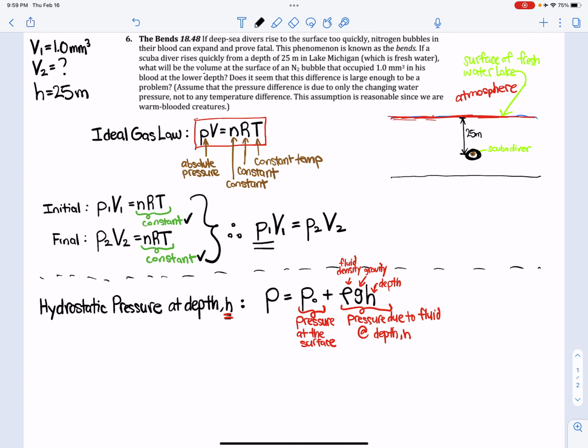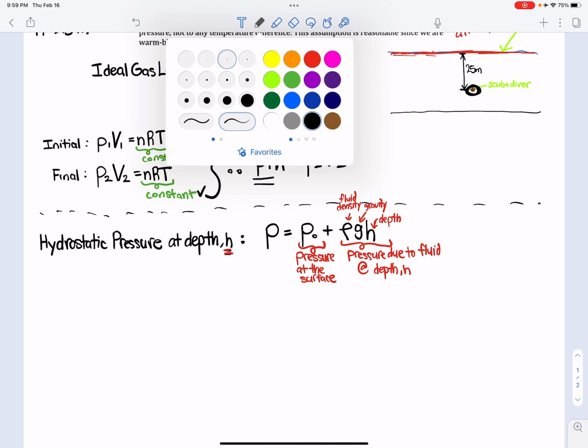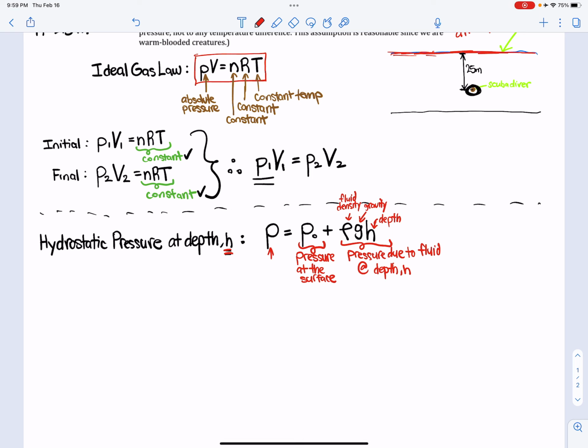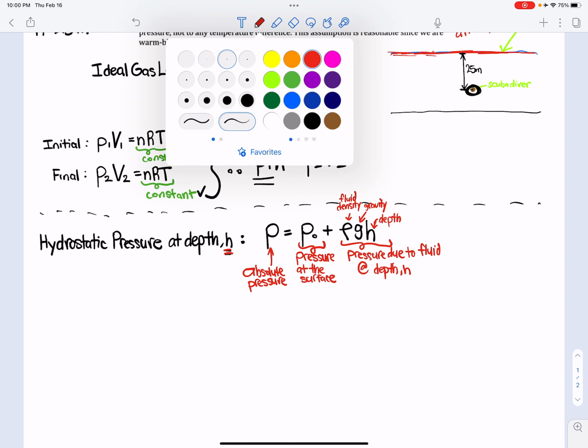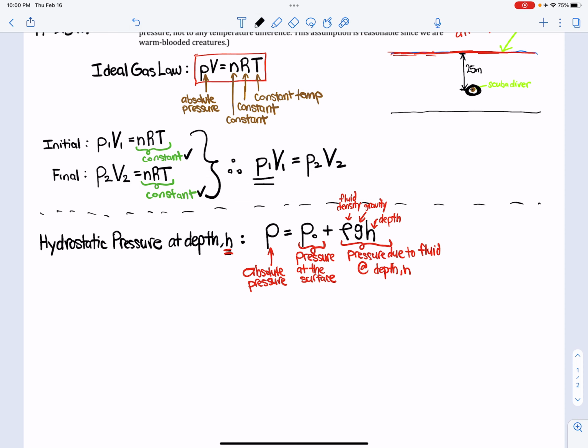So then we could find the absolute pressure initially, right? So P1. And let's do that. I'll just write this down. This would be our true pressure or absolute pressure. And that is what we need, again, to use in the ideal gas law equation. So let's look for initial pressure, P1, right here, okay?